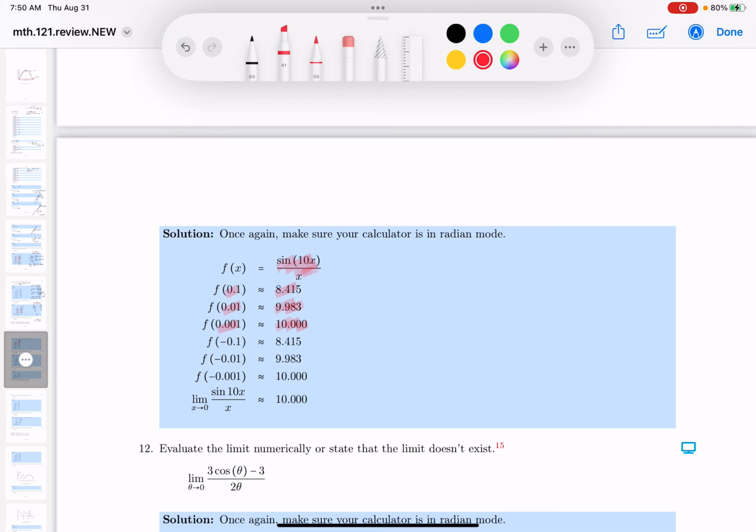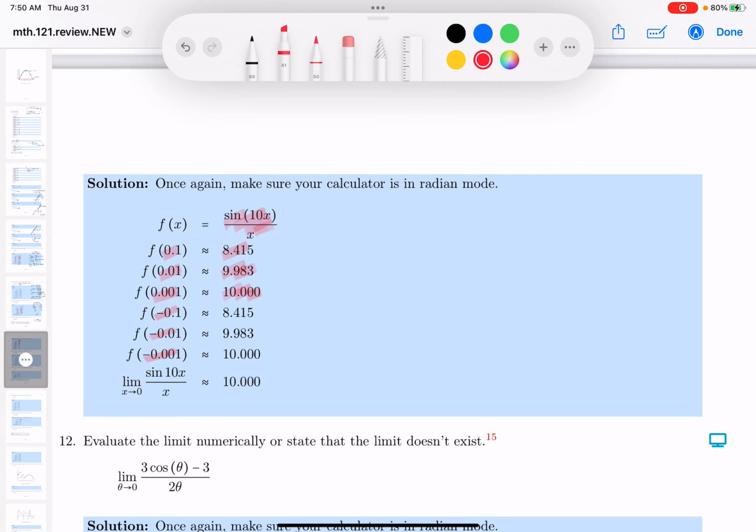Then I go from the other side of 0. I pick this sequence of numbers. Again, these are the x numbers. They're getting closer to 0 from the left. And then I compute these numbers over here.